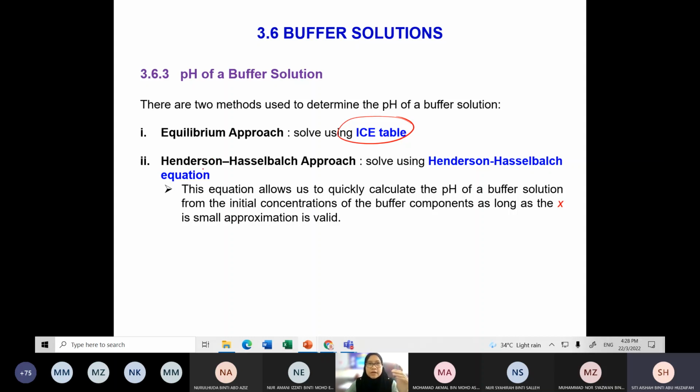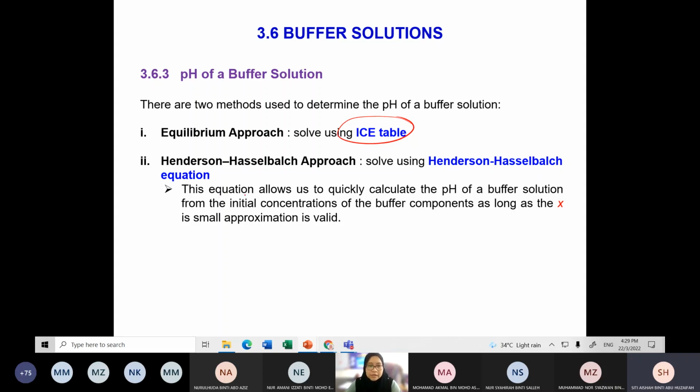So just use ice table and then find out the X and whatnot terus. But the thing about ice table is that dia punya steps tu can be lengthy lah. The steps required are considered as a lot lah, banyak step dekat situ. Tapi alternative to that we have a formula. This is specifically for buffer that is known as Henderson-Hasselbalch approach ataupun method. So we are going to be using this formula, Henderson-Hasselbalch equation.